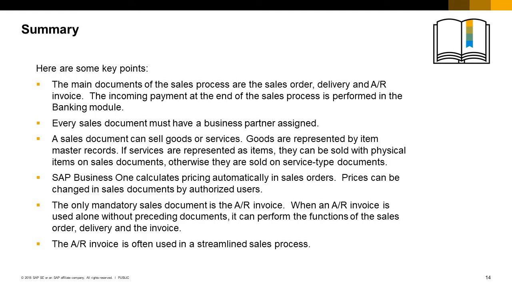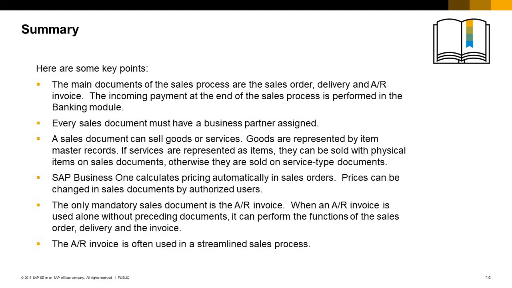The main documents of the sales process are the sales order, delivery, and AR invoice. The incoming payment at the end of the sales process is performed in the banking module. Every sales document must have a business partner assigned. A sales document can sell goods or services. Goods are represented by item master records. If services are represented as items, they can be sold with physical items on sales documents, otherwise they are sold on service-type sales documents. SAP Business One calculates pricing automatically in the sales order.